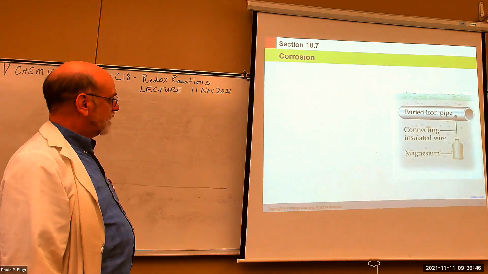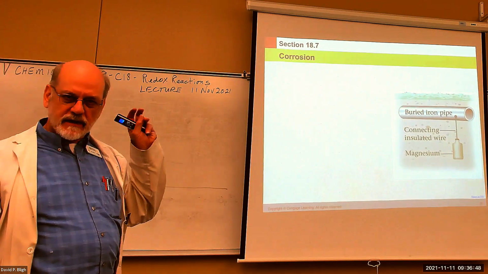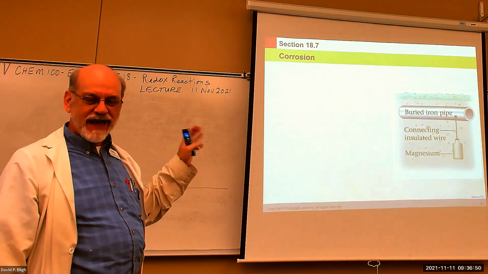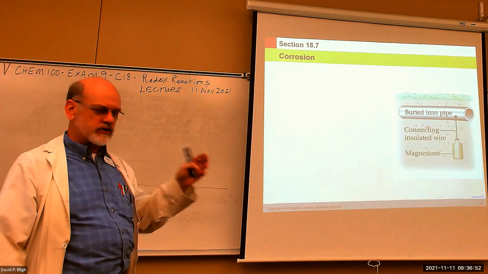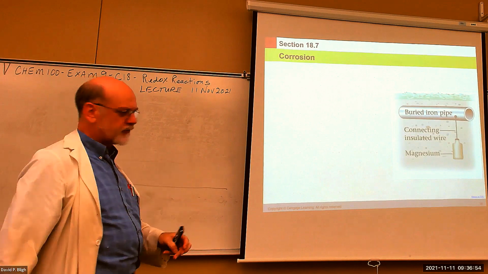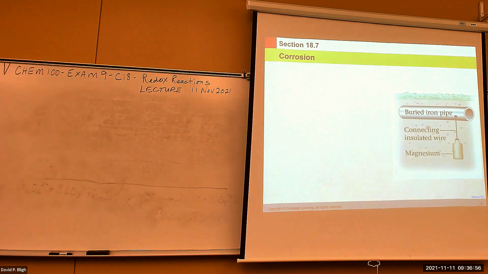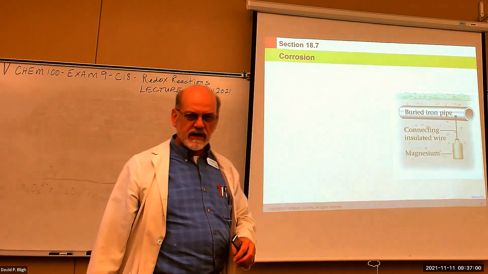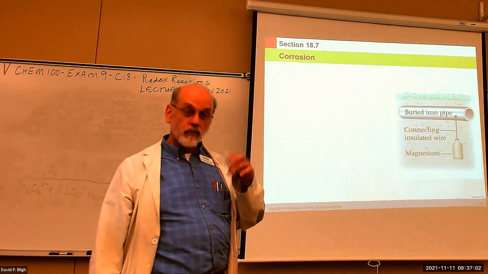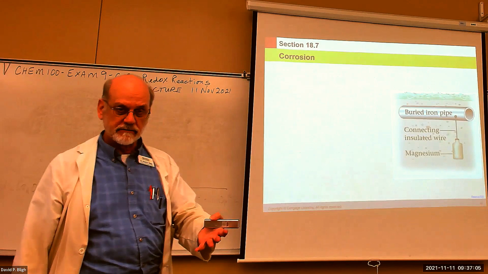Okay. So now that was an electrochemical cell, a battery. Now let's talk about corrosion. We've got a few minutes left. I think we got enough time. Yeah. Corrosion is a redox type reaction.